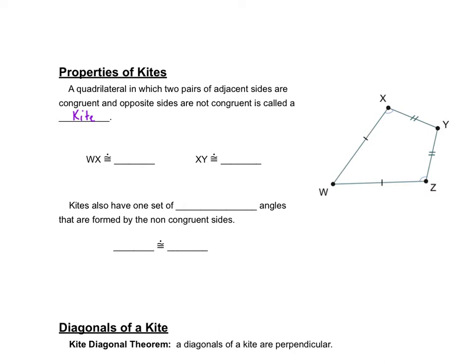Looking at this, we can see that WX is going to be congruent to WZ, and then XY is going to be congruent to YZ. There you go. So kites also have one set of, any ideas? They also have one set of blank angles that are formed by the non-congruent sides.